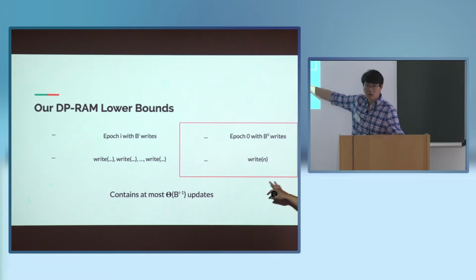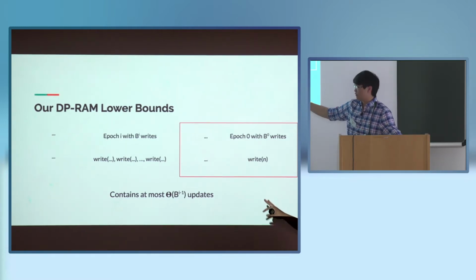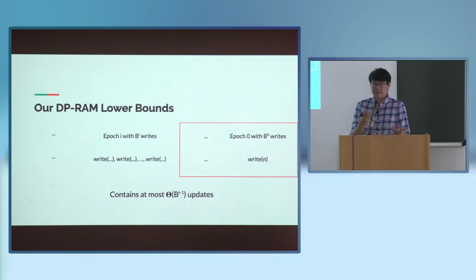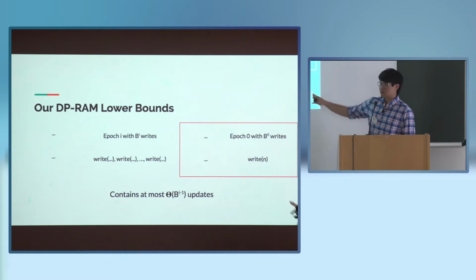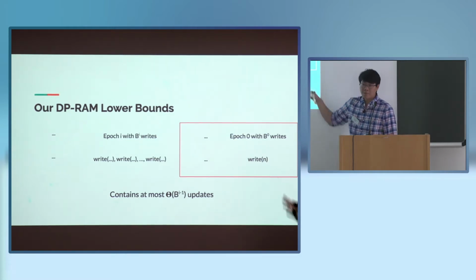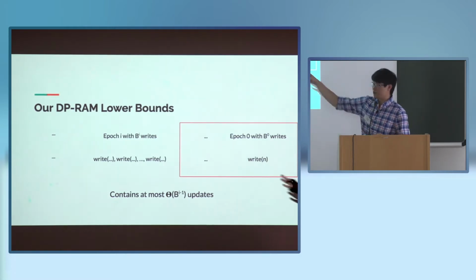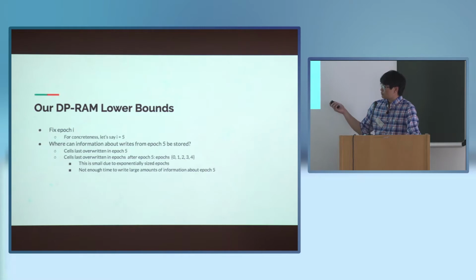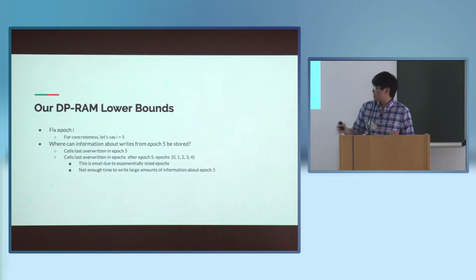Let's suppose this is a 1 over polylog n factor of the number of writes here. Because they all have the same expected running time, these future epochs just don't have enough time to write a meaningful amount of information about epoch 5. It can only be like a 1 over polylog n factor, for example. So essentially, because we did this geometric decay of epochs, oh, yes?